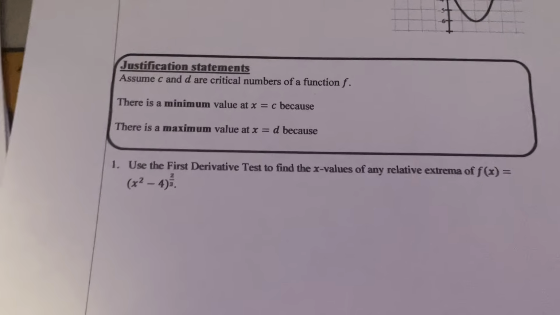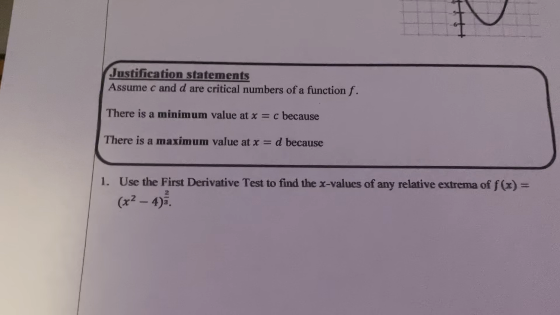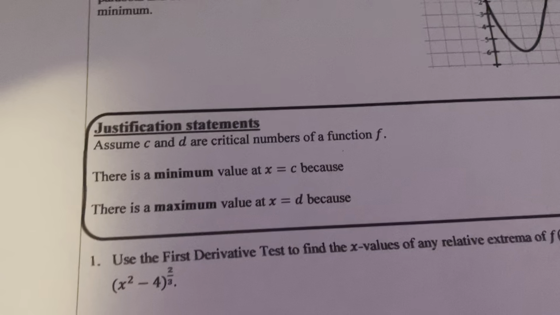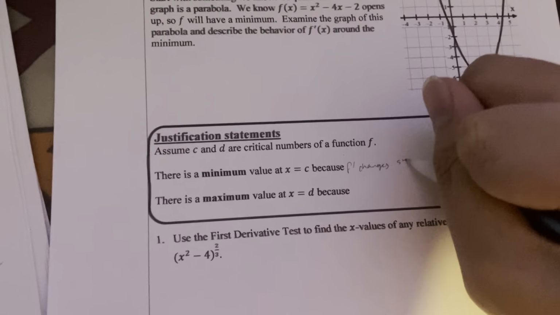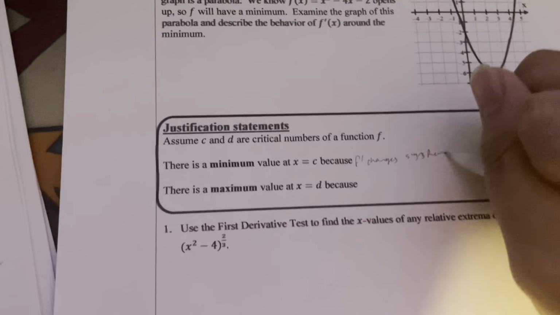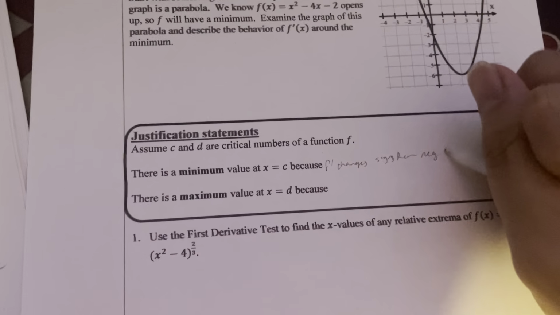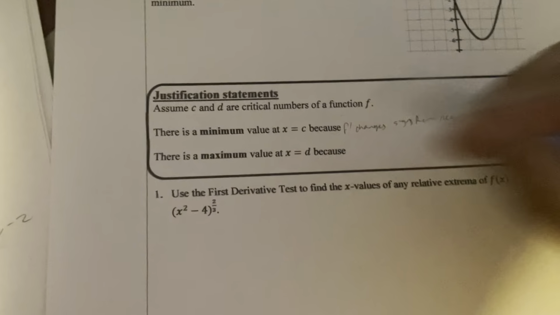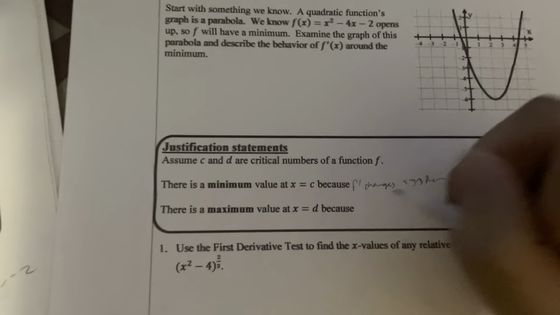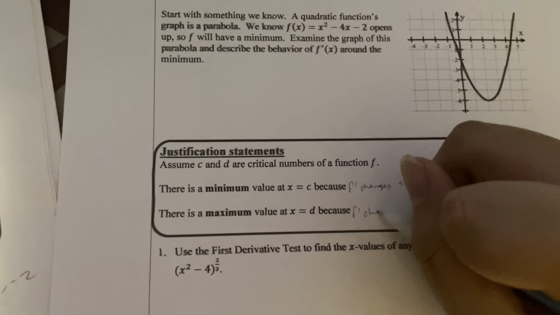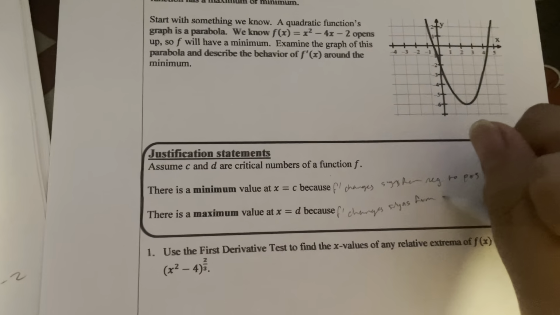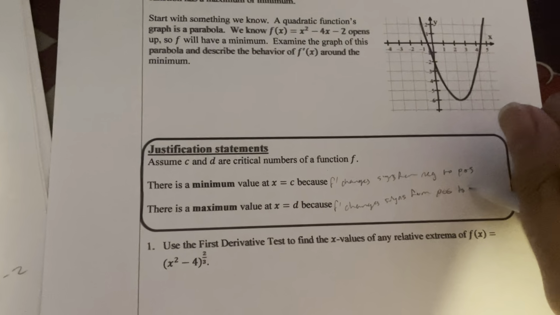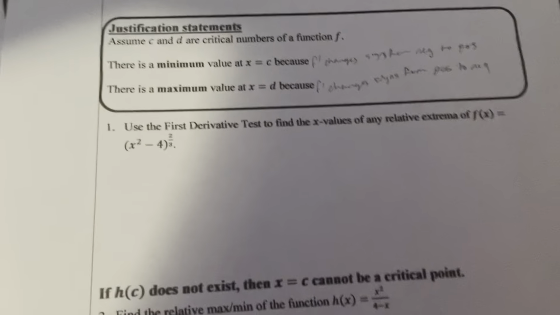Justification statements. Assume c and d are critical numbers of a function f. There is a minimum value at x equals c because f prime changes signs from negative to positive. There's a maximum value at x equals d because f prime changes signs from positive to negative.